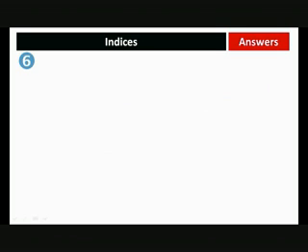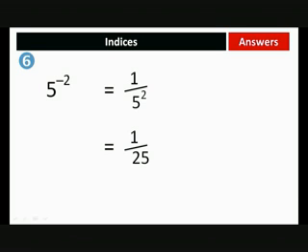Question 6. Simplify 5 to the power of minus 2. Well, remember, a negative power means the same as 1 over the positive power. So 5 to the power of minus 2 is the same as 1 over 5 to the power of 2, 1 over 5 squared. 5 squared is 25, because 5 times 5 is 25. So 1 over 5 squared is the same as 1 over 25. Which, if you wish, you can simplify further to a decimal 0.04.